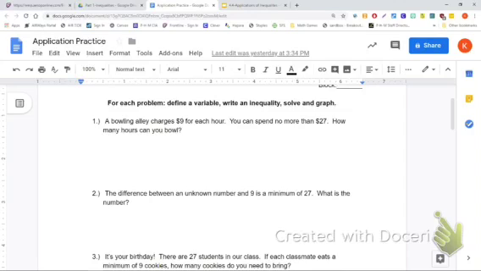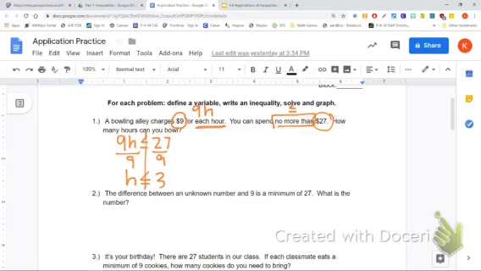So if I look at this one, the big thing to remember here, it says it charges $9 for each hour. That's like saying $9 per hour. We can spend no more than, that means that we can spend less than or equal to the $27. How many hours can we bowl? So again, that's going to be 9h less than or equal to 27. Well, with that, how do we solve? Divide both sides by 9, and we get that h is less than or equal to 3 hours.